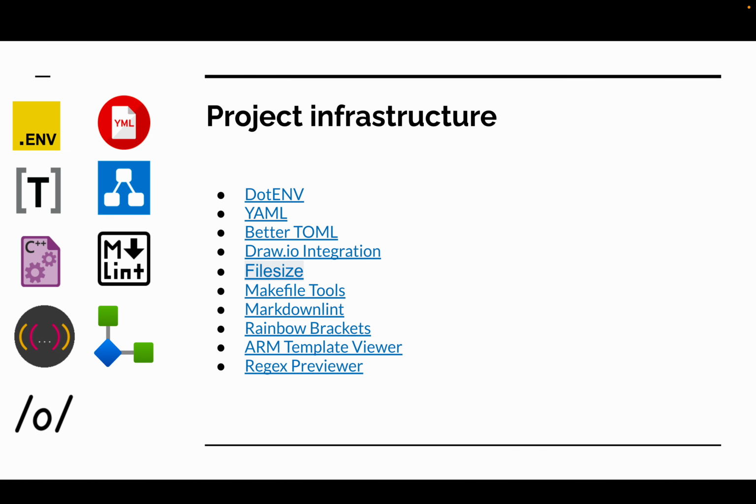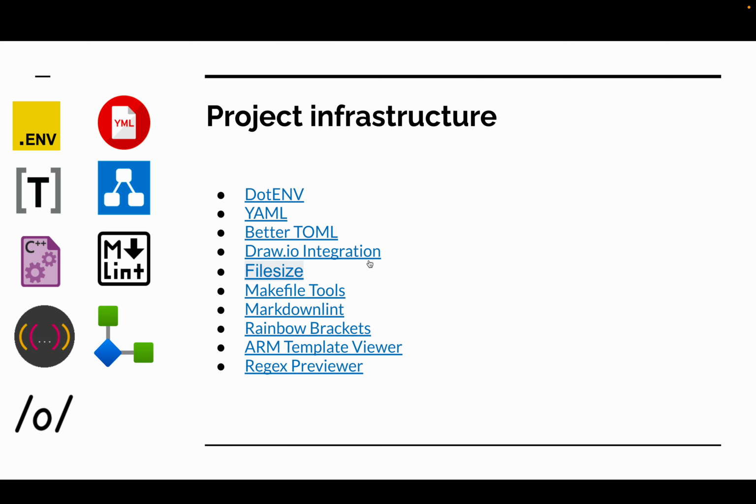The next section is related to the project infrastructure. So we have .env, YAML, and Better TOML extensions for environment variables management. YAML file support is used in most cases in GitHub and GitLab workflows and CI pipelines, and TOML is also used in CI and workflows.